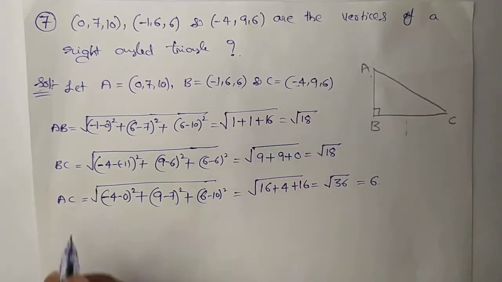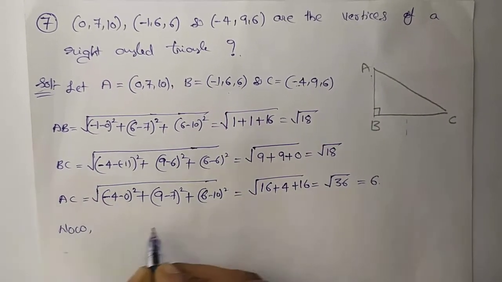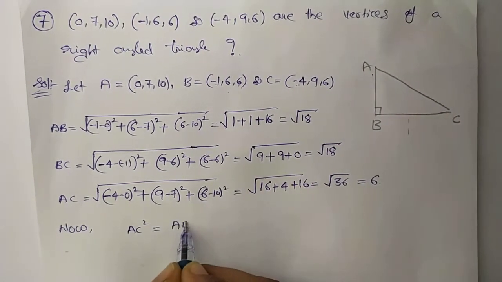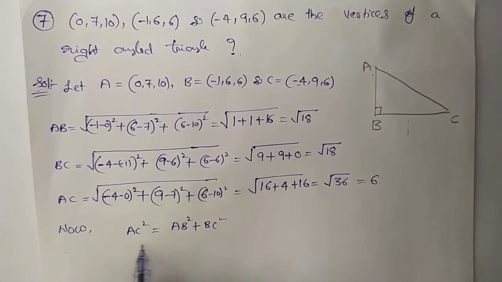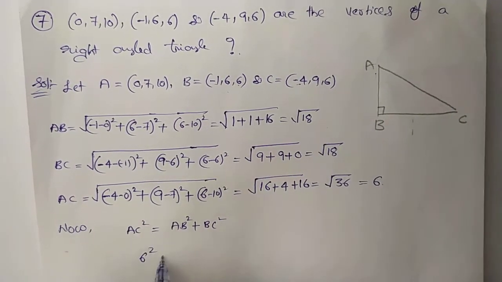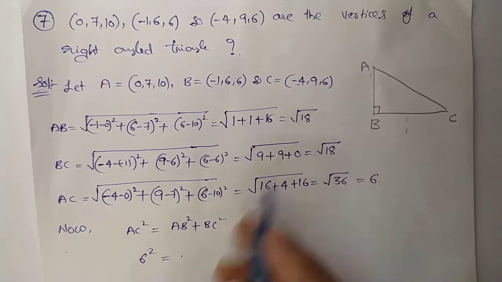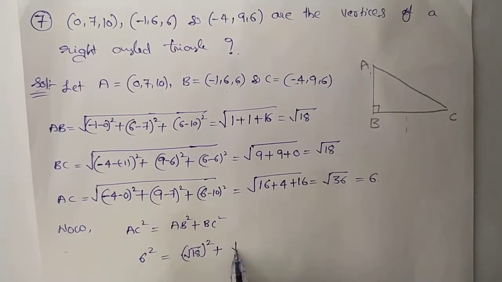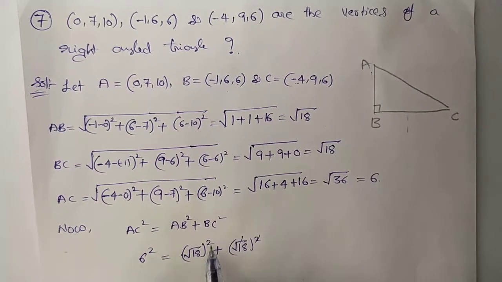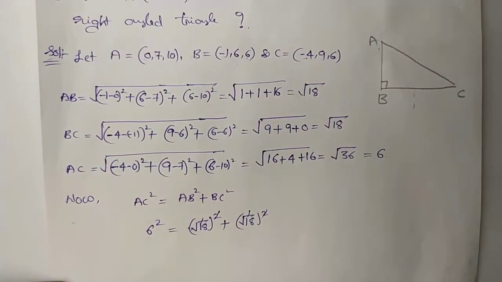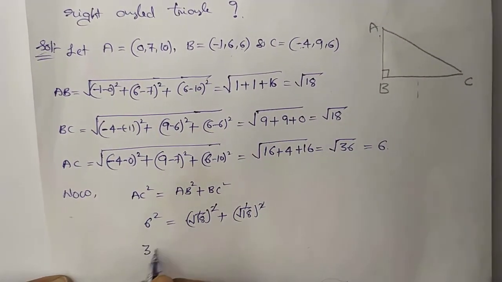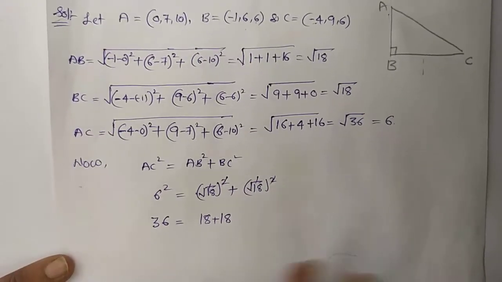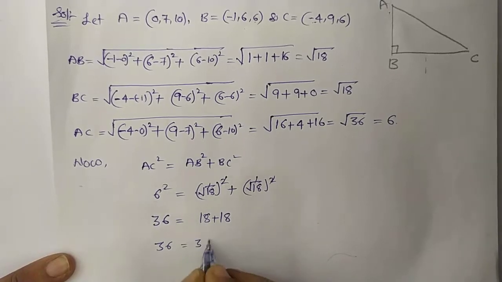So this has to satisfy the Pythagoras theorem. Pythagoras theorem is what? AC square equals AB square plus BC square. AC is 6, so 6 square equals AB, root 18 whole square, plus BC, root 18 whole square. Root and square will get cancelled. 6 square is 36 equals 18 plus 18, which is also 36. 36 equals 36.